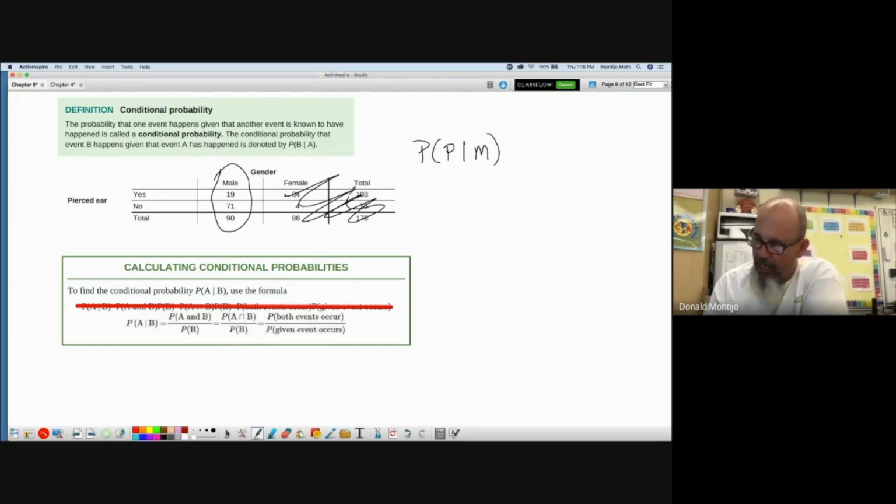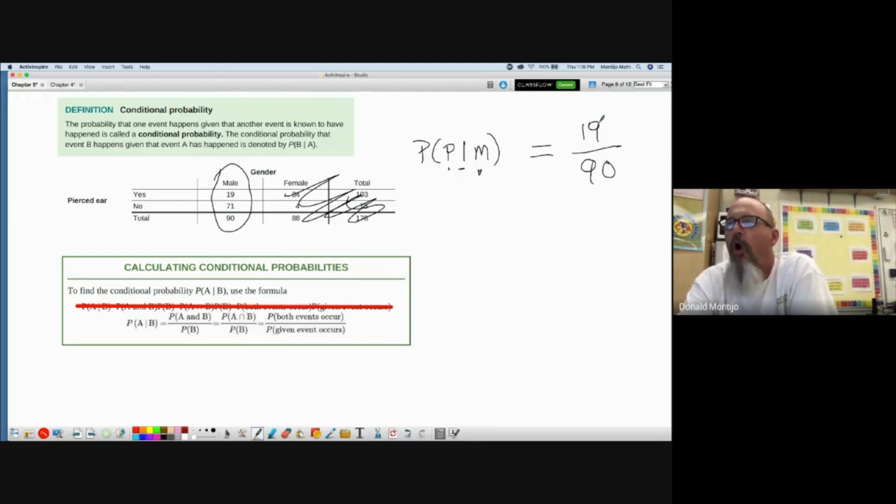So the denominator is 90. It's no longer out of 178 because now we have a condition put onto the probability. The probability that your ear is pierced given that you're a male. So it's out of males only, and of those, 19 have their ear pierced. Pretty simple. Well, why do we need this crazy formula down here? Because we won't always have a two-way table. It won't always look this straightforward and simple.